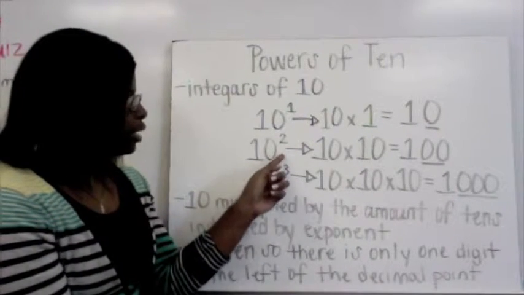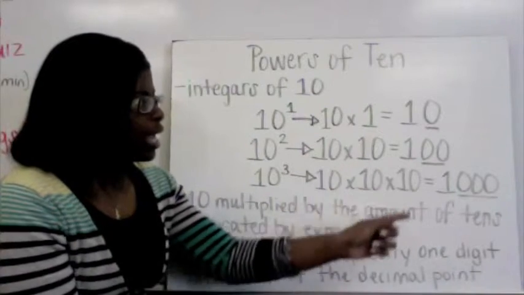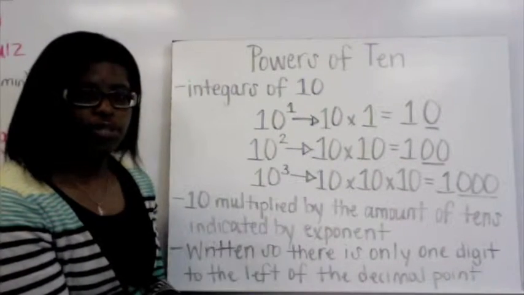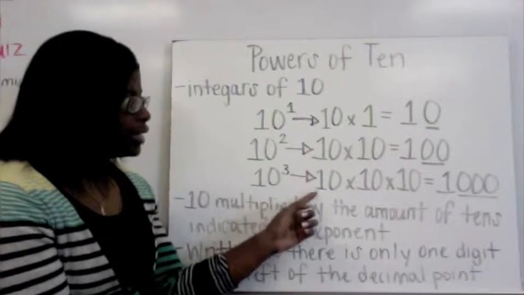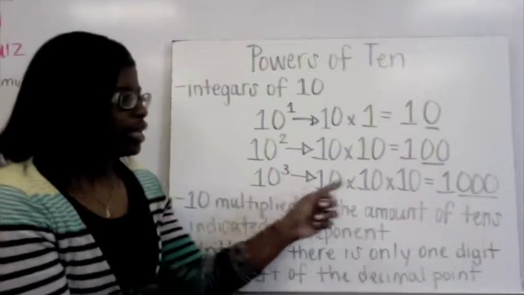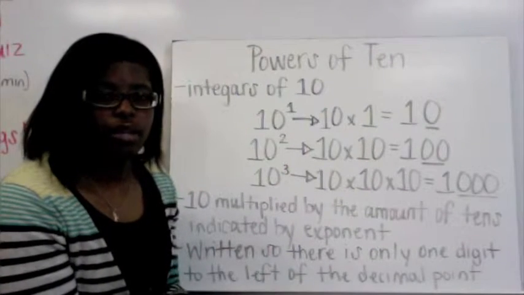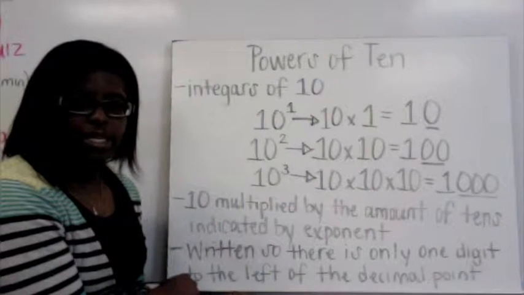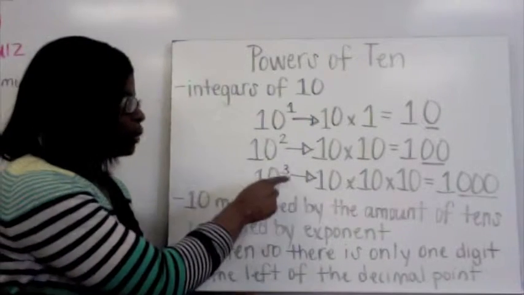10 to the second power here, that's going to be 10 times 10, and our answer is going to be 100, which has 2 zeros indicated by the exponent of 2. 10 to the third is 10 times 10 times 10, and that's going to give us 1,000. This 3 indicates the 3 zeros that are in the number 1,000.